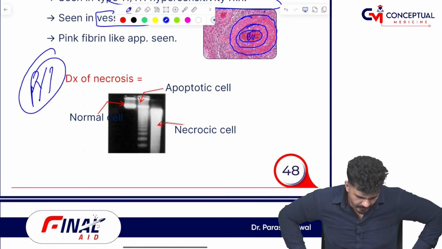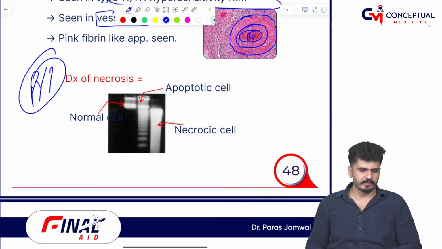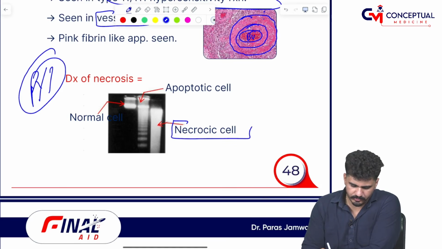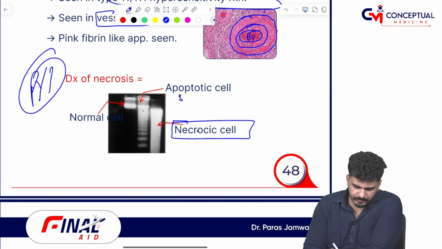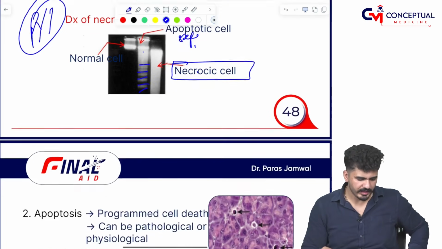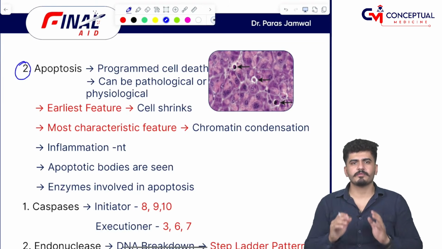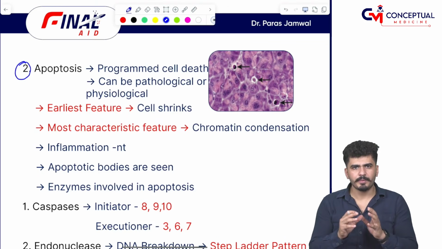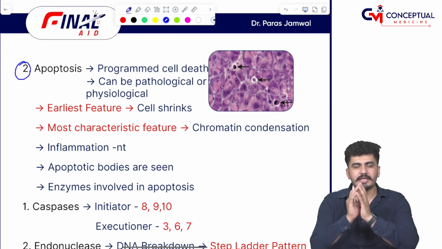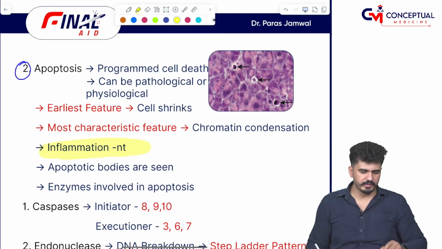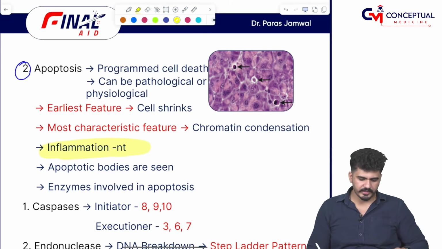चलो. Now coming on to this gel electrophoresis study, if you see the smearing pattern, this is necrosis. If you see the step ladder pattern, this is going to be apoptosis. Now apoptosis, necrosis is done, sir. Inflammation was present in necrosis, sir. Here in apoptosis, the inflammation is absent.